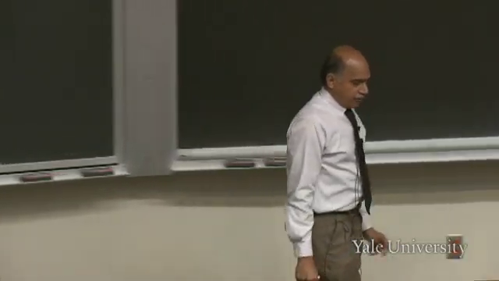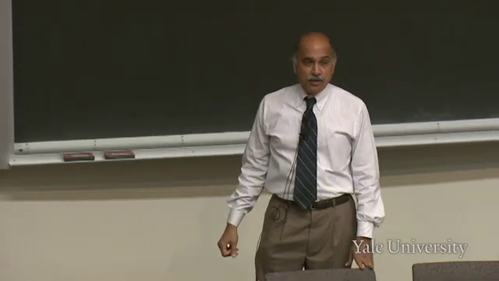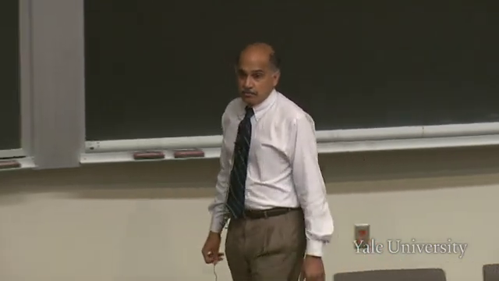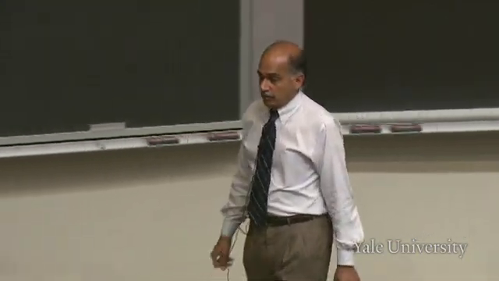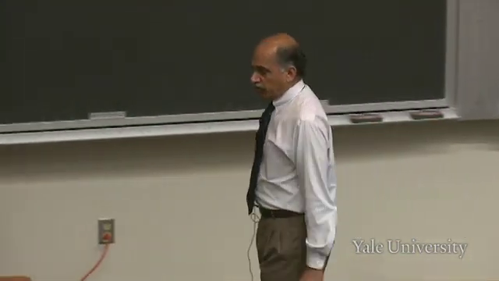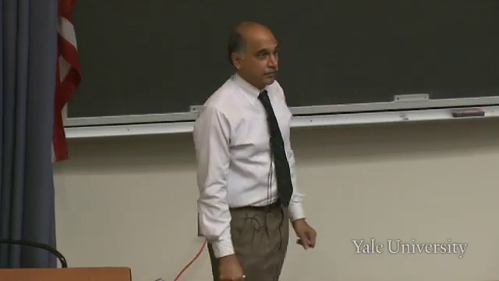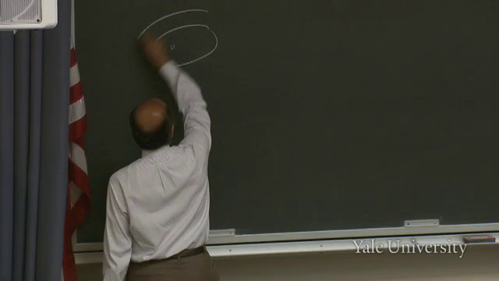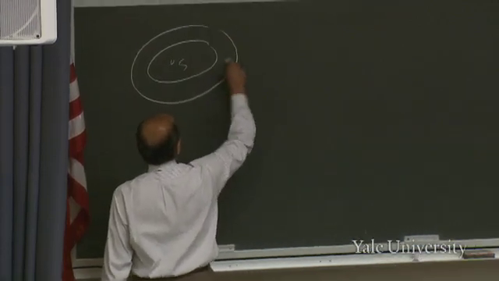So the situation was as follows at Newton's time. You know that Copernicus proposed that the way to think about our solar system is to put the sun at the center. Now, here is Copernicus's picture. Here's the sun. Here are various planets.